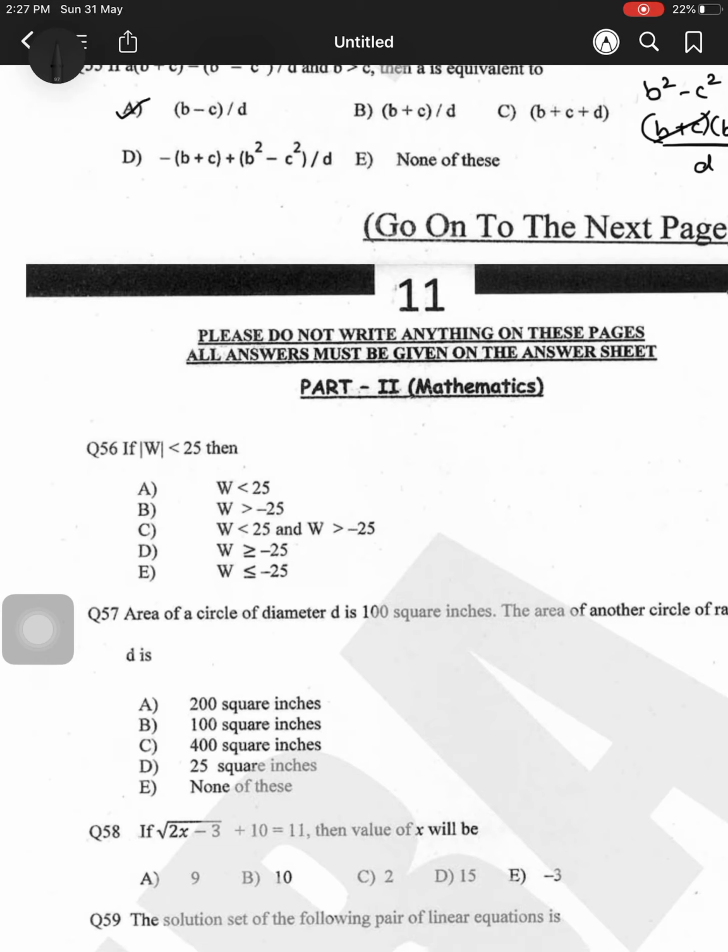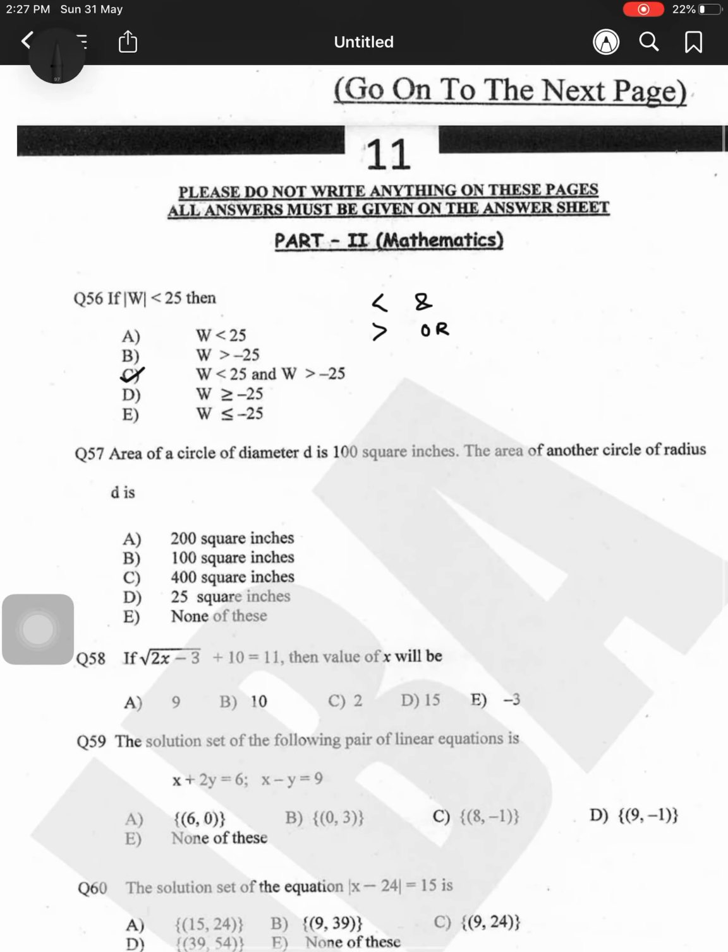Next question, it says that modulus w is less than 25. I don't even have to solve this question. I know that less than is an AND case, and if it was greater than, it would be an OR case. So I can simply say that it's gonna be C because it's an AND case.